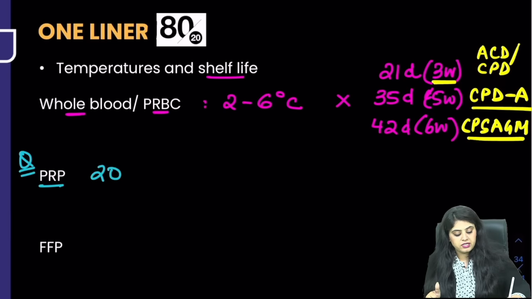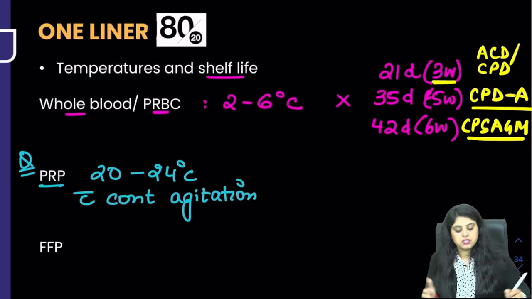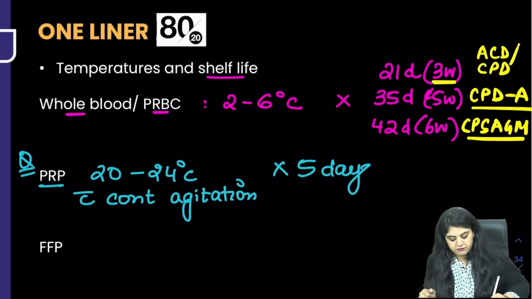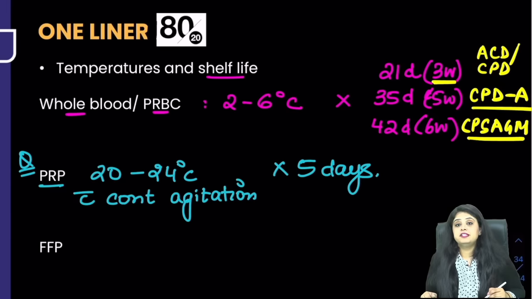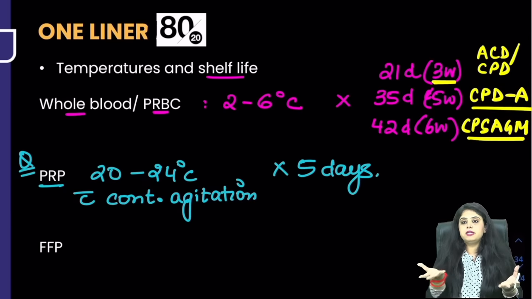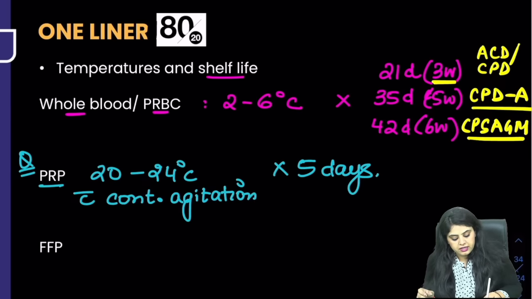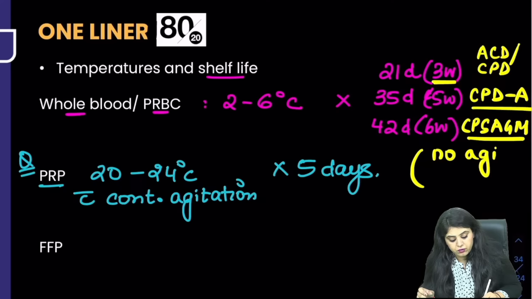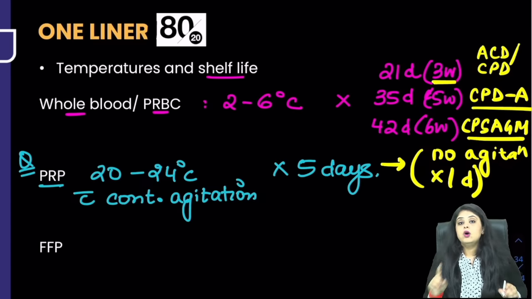Next, platelet. This is a question that came in 2020 INI-CET. Platelet rich plasma, 22-24 degrees centigrade with continuous agitation. The machine constantly keeps moving, and that gives a shelf life of 5 days. But the question that came was: power failure ho gaya, the machine stopped moving, suddenly the platelets are stagnant. So remember, if no agitation, then 24 hours. This means no agitation, so the shelf life comes down to 1 day. But if they are constantly moving, shelf life is 5 days.